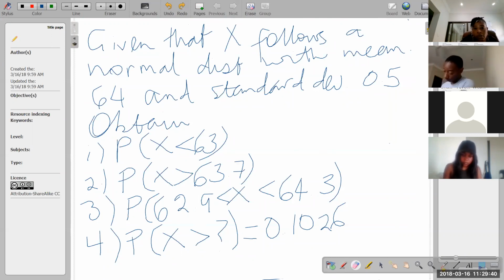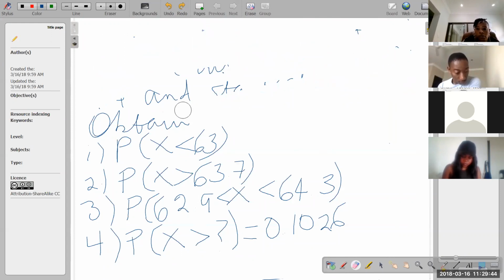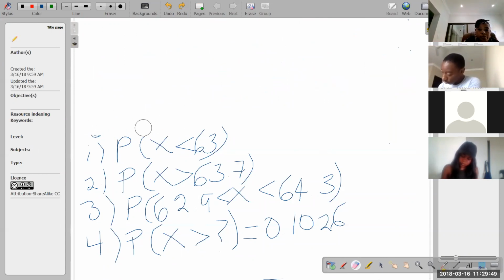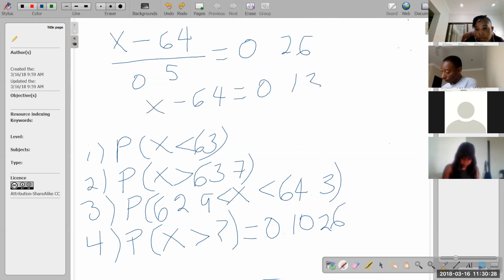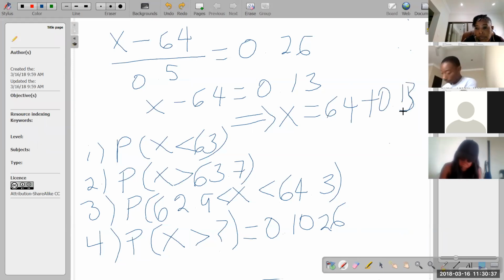So what this means is that because it's x, not z, your x minus your mu, which is 64, divided by your standard deviation, gave you 0.26. So cross multiply. Is that okay?